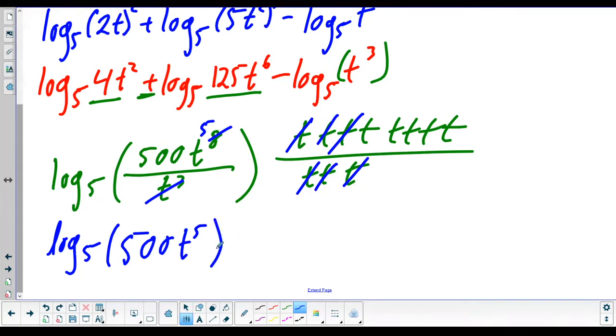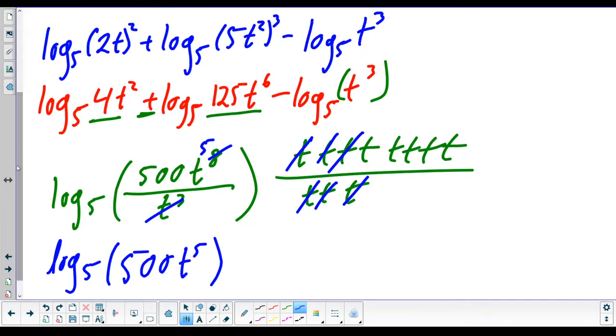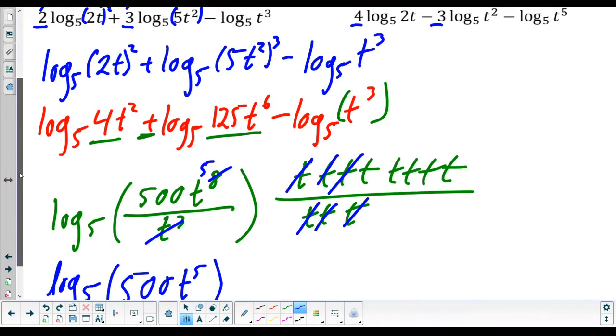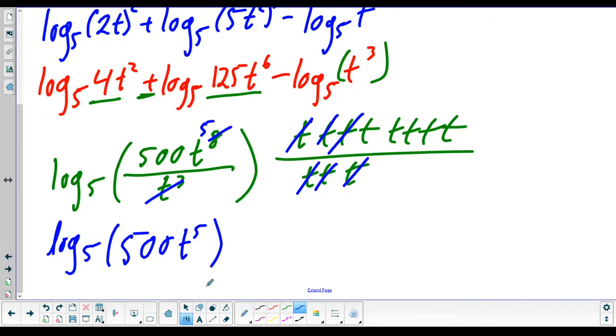Good? Me gusta. I love math. It's so fun. You should say that out loud. I bet you'll convince yourself by the end of the class. Not like today's lesson class, but by the end of the semester, you guys are like, man, I really do love math. All right, so that's our log all condensed.